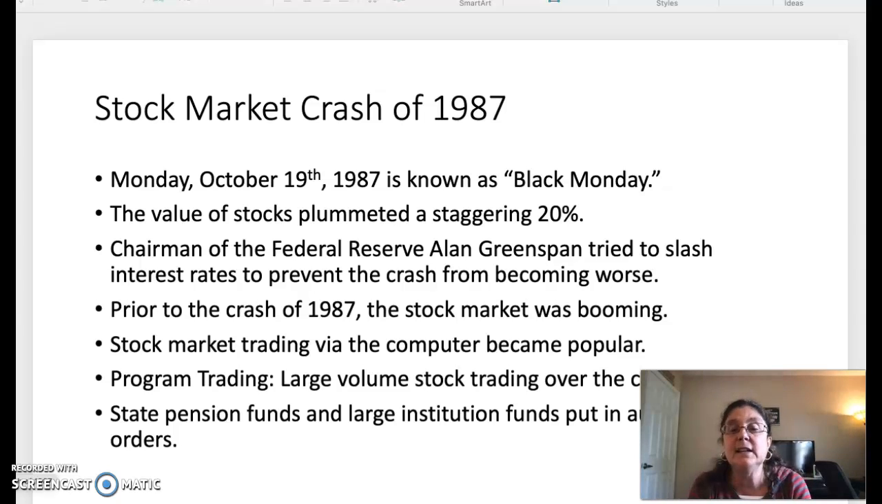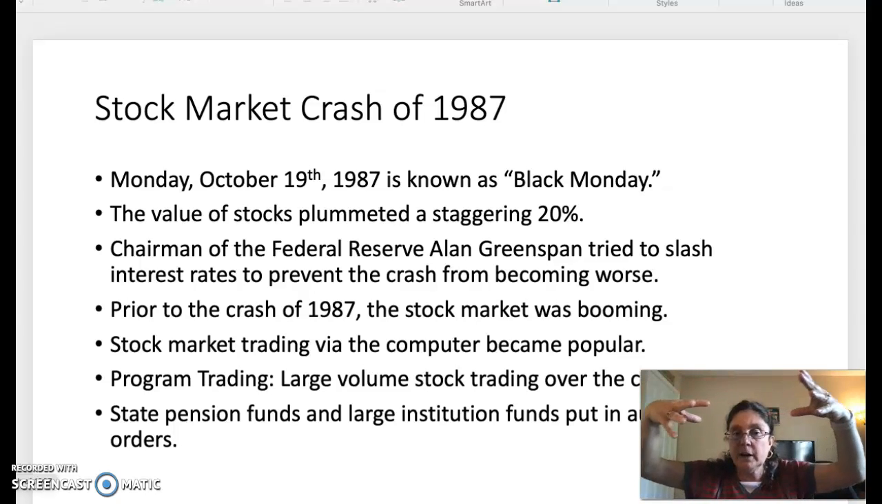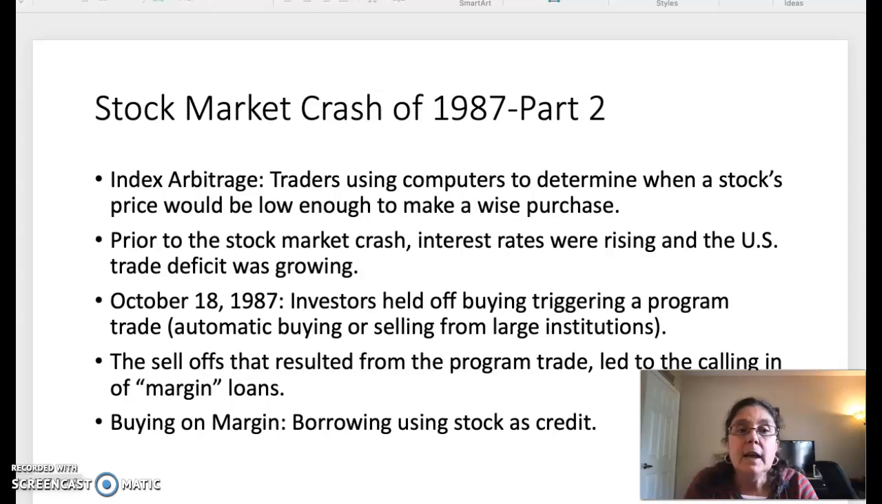Before the crash in 1987, the stock market had been booming, and stock market trading via the computer became popular, especially program trading. This was large volume stock trading over the computer. And state pension funds and large institution funds usually put in automatic stock orders. Index arbitrage is traders using computers to determine when a stock's price will be low enough to make a wise purchase. Because remember, everybody, when you're dealing with the stock market, you want to buy low and you want to sell when high, okay? So that's how you make money.